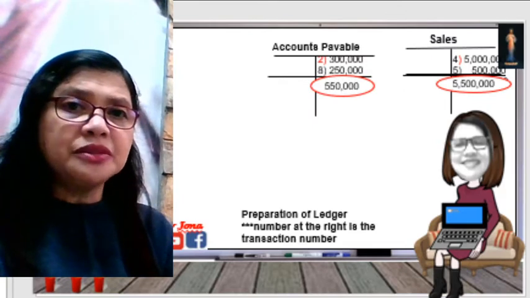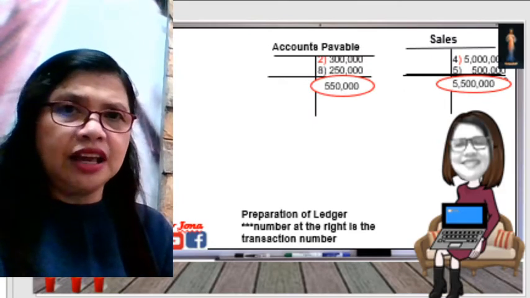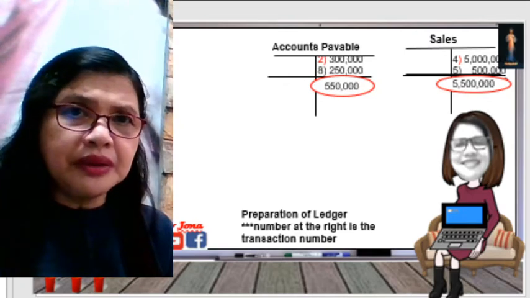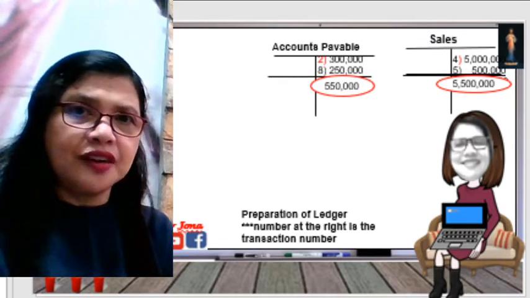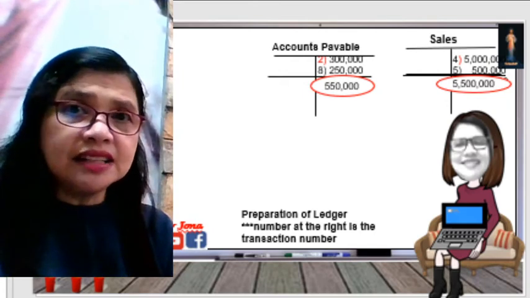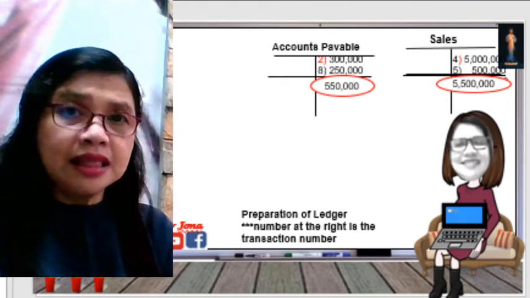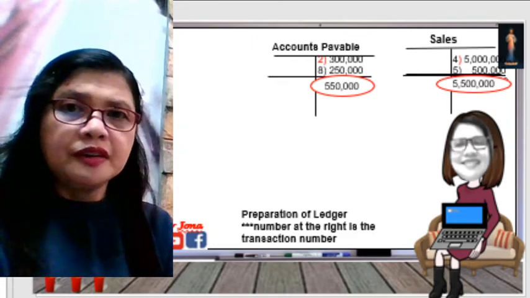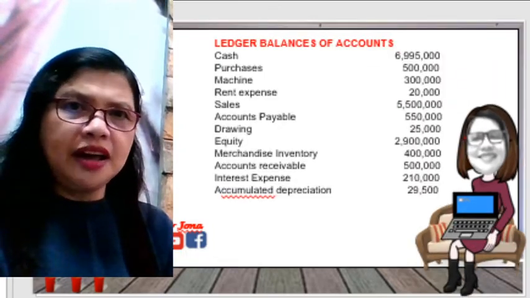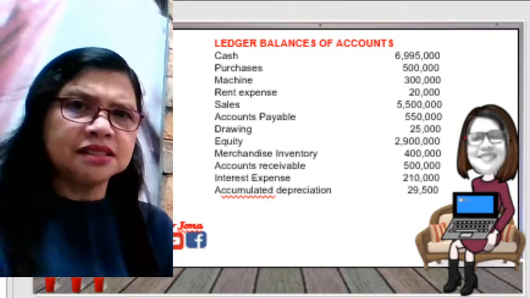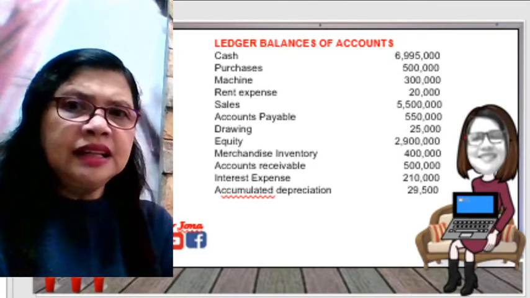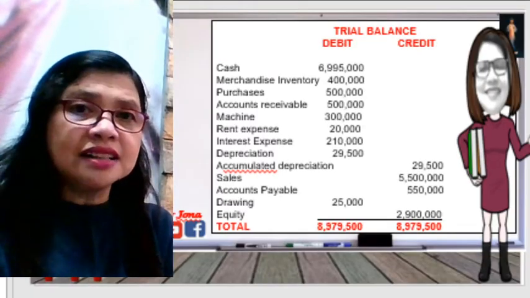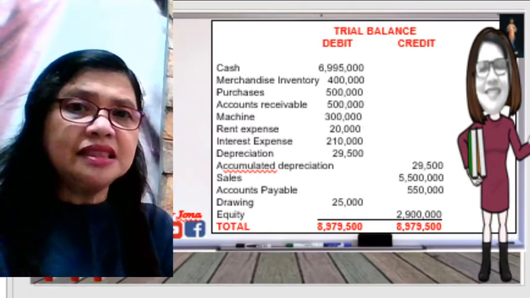Next, we call these T accounts, by the way. Okay, then we also have the T account for the accounts payable with a credit balance of 550, and the sales T account or the ledger of 5,500,000. From the T accounts, we will now have the ledger balances of accounts. Then we now prepare the trial balance to check the correctness of your debits and the credits.